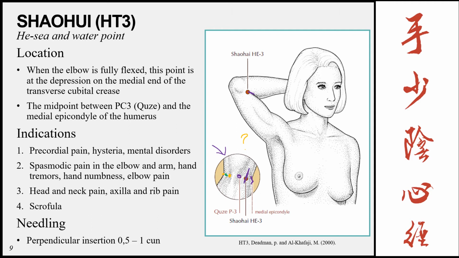So the indications for heart 3: this point can be used for precordial pain, hysteria, and mental disorders. It can also be used locally for spasmodic pain in the elbow and arm. Then it can be used for hand tremors, hand numbness, and elbow pain. It can also be used for head and neck pain, axillary and rib pain, and finally for scrofula. Our insertion on this point will be 0.5 to 1 tsun.